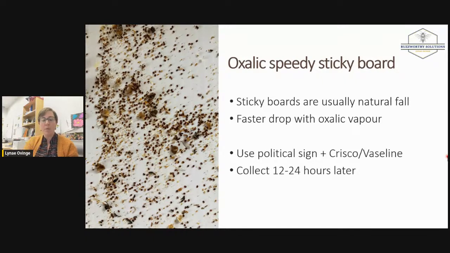So they'll combine it with oxalic vapor, and then they put in their sticky board, and they just use the political sign materials. So if anyone's excited by this, on Monday you could do this for really cheap. And then also Crisco or Vaseline, they coat it really fast, and then they'll collect it 12 to 24 hours later. So it's really fast.